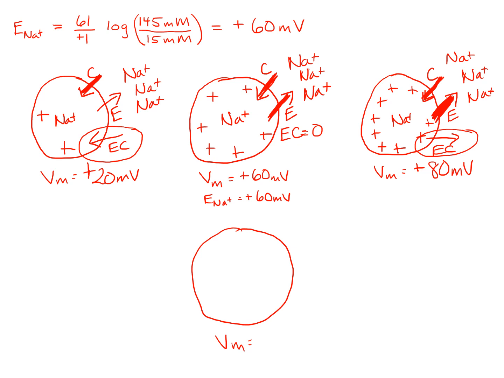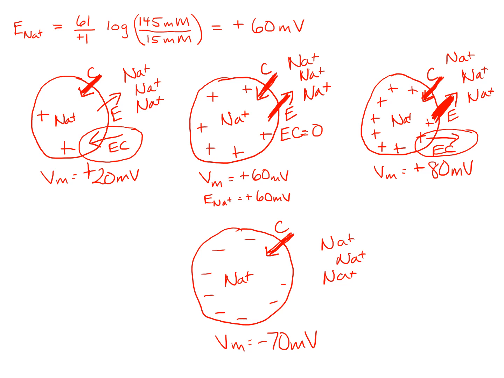Okay. All right, and let's put our cell at the resting membrane potential. Let's say we're at minus 70 millivolts. So we would draw minus signs inside of our cell. And we're going to have the same concentration gradient as before. So our chemical driving force stays the same as what we've had all along.